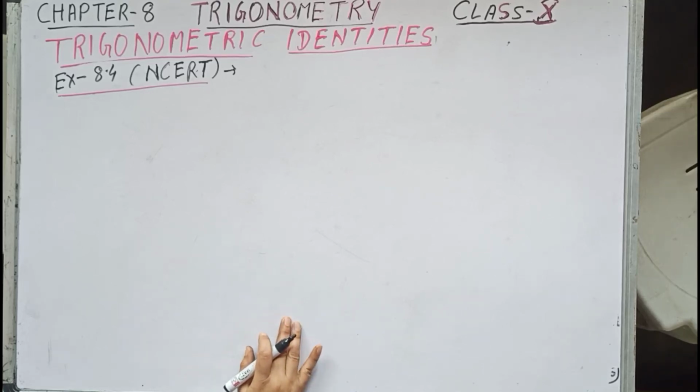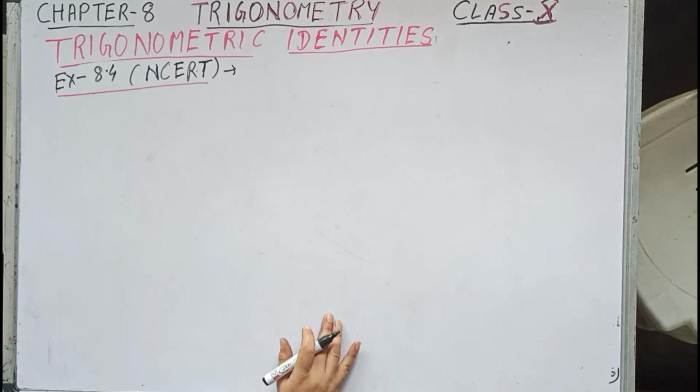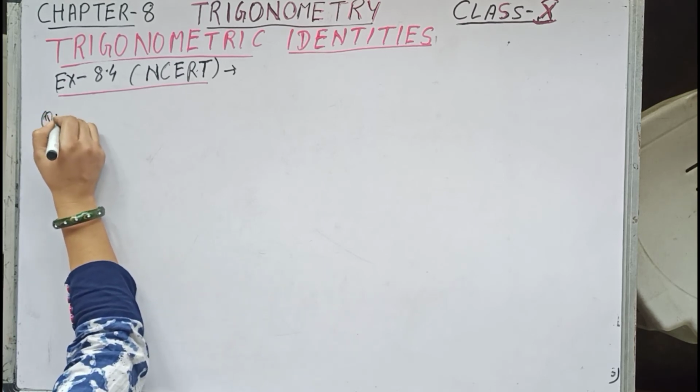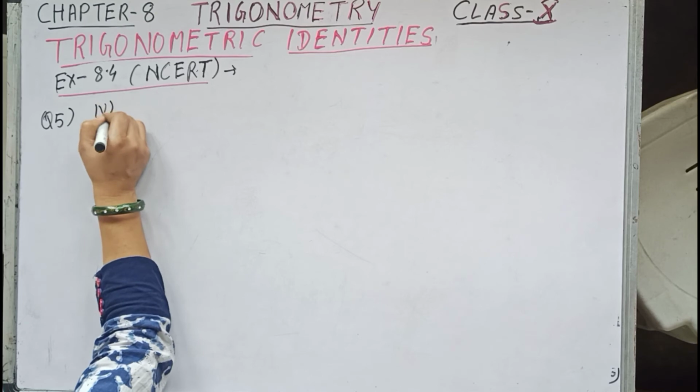Hello students, we were continuing with exercise 8.4 of NCERT trigonometric identities, in which we were getting such interesting sums. I think in the last video I did till question number 5 subpart number 3. So we will be continuing with the same. Question number 5 subpart number 4 I will be doing.